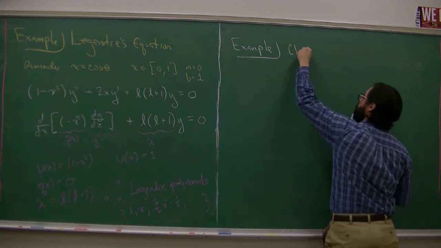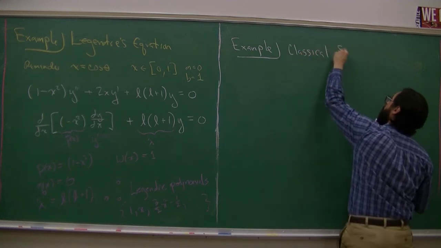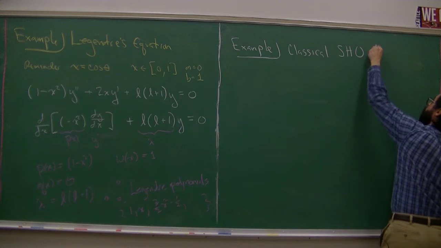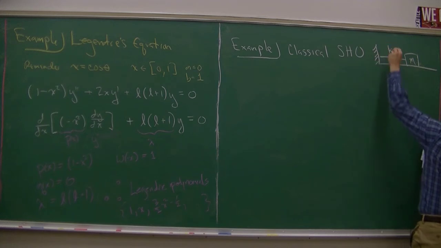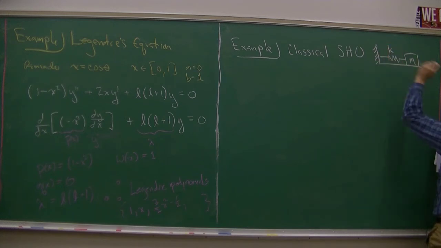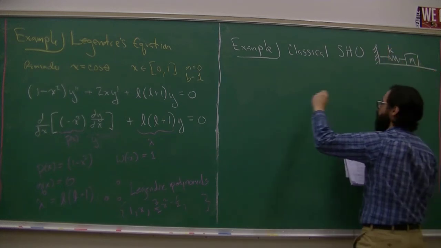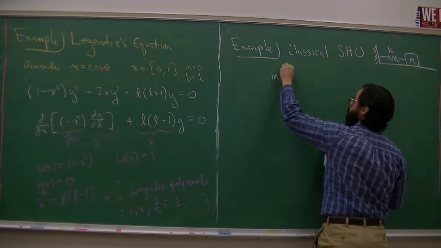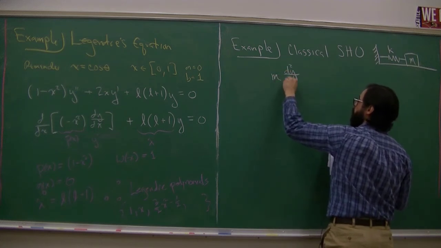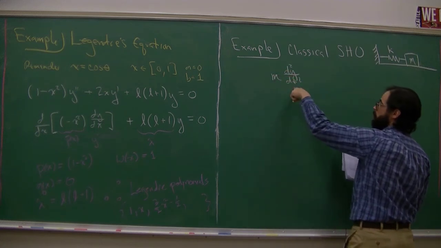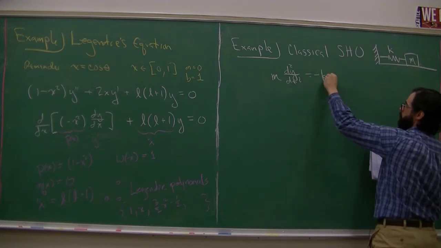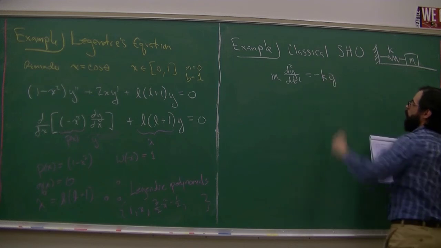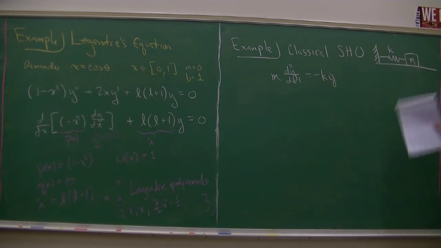Let's talk about the classical harmonic oscillator, which is a block on a spring moving on a frictionless surface. And the spring has a spring constant k, and the mass has a mass of m. And this is F equals ma. It's just F equals ma. So ma, 2 time derivatives. And then the force is negative spring constant times y. So y would be how far this thing moves.